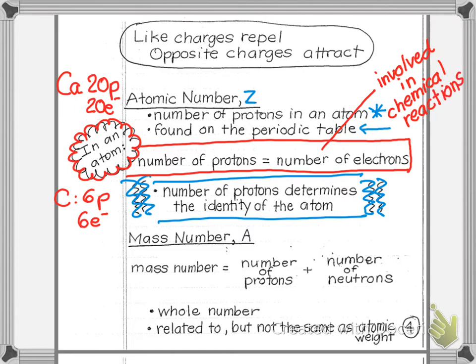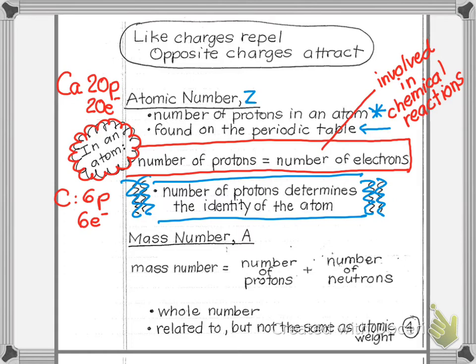Now we also have the third particle, which is the neutrons, right? So we have protons, electrons, and neutrons. Now the protons, we can find, that's the atomic number. We can find that on the periodic table. That tells us its identity. If we know the number of protons, we also know the number of electrons, because for an atom they're equal. And electrons are going to help us understand chemical reactions in chapters 3 and 4.